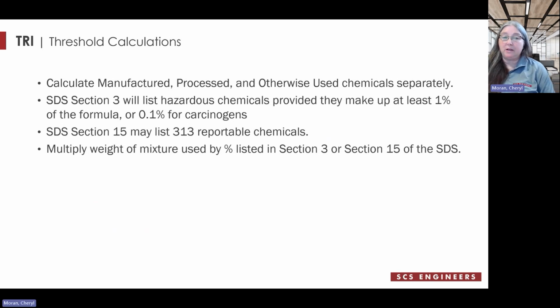Section 15 of the safety data sheet sometimes will voluntarily include more precise information. It could list the 313 reportable chemicals, and it may have some of those smaller concentrations on there. So to do our threshold calculations, we multiply the weight of a material that we use during the year by the percentage of the reportable constituent.